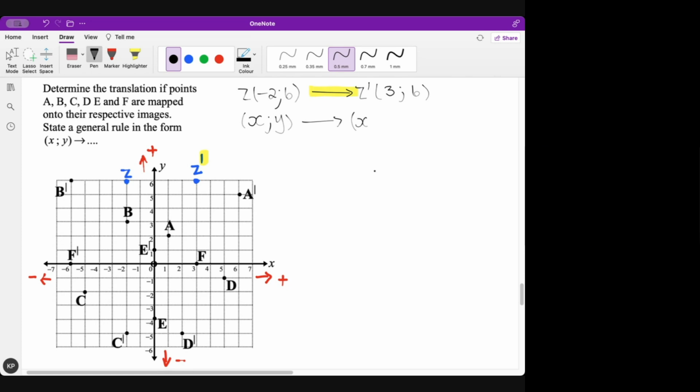Great. Now let's look at Z. Okay. I've moved it to the right. So would that be a plus or minus? That would be a plus. How many times did I move it to the right? 5 times, so it's x plus 5. And what about my y coordinate? Has it moved at all? No, it hasn't. So I can just leave it as is. Okay, so basically this says start with the original x and move 5 times to the right.